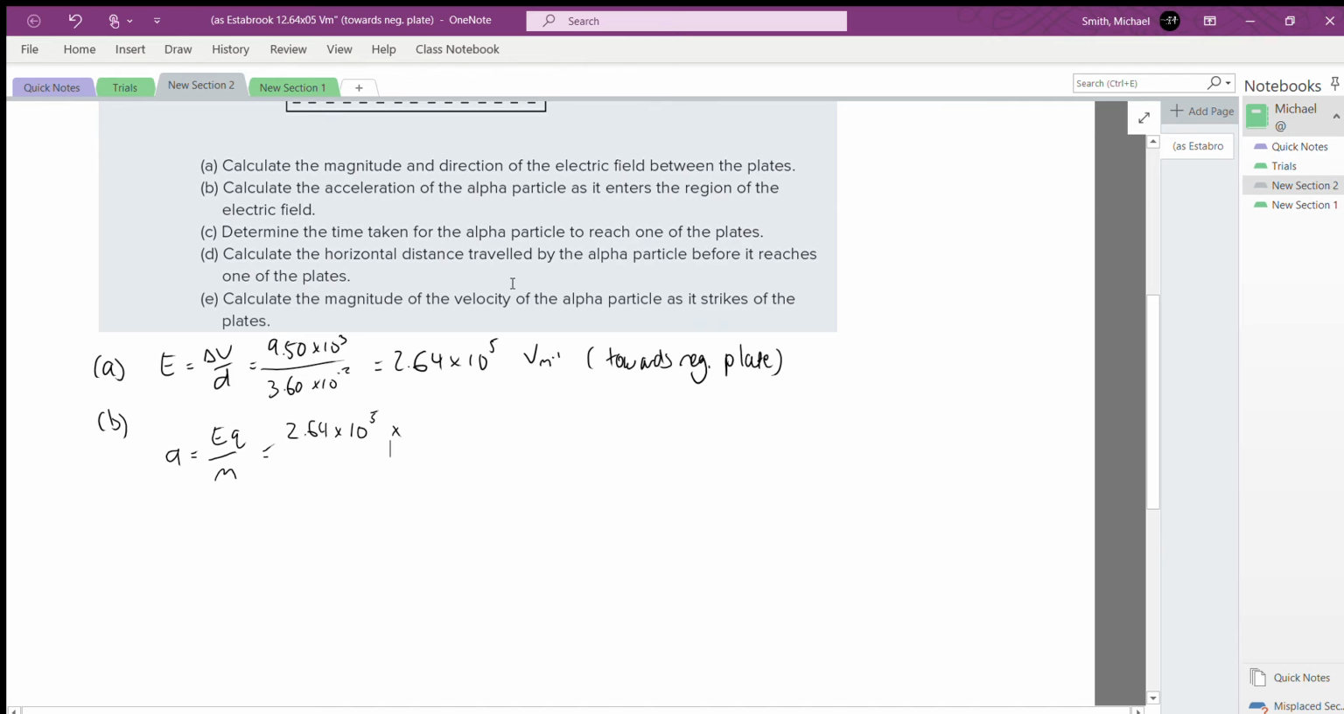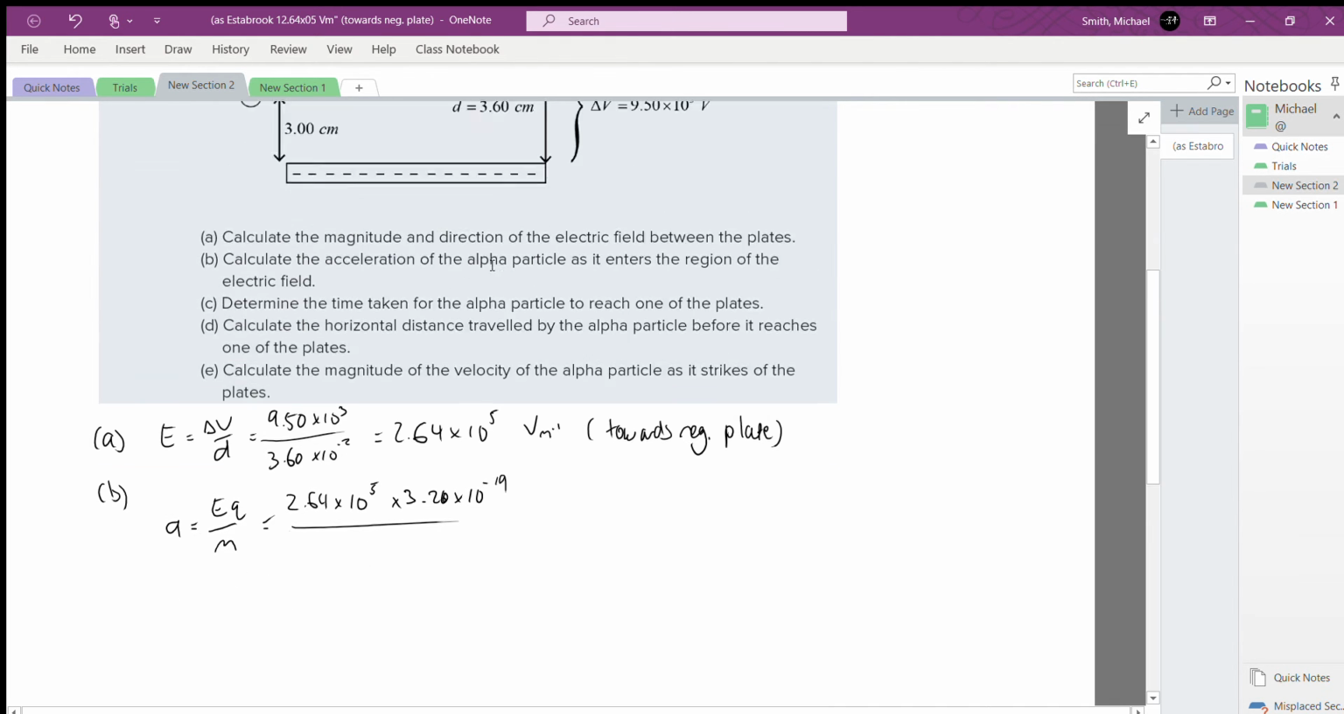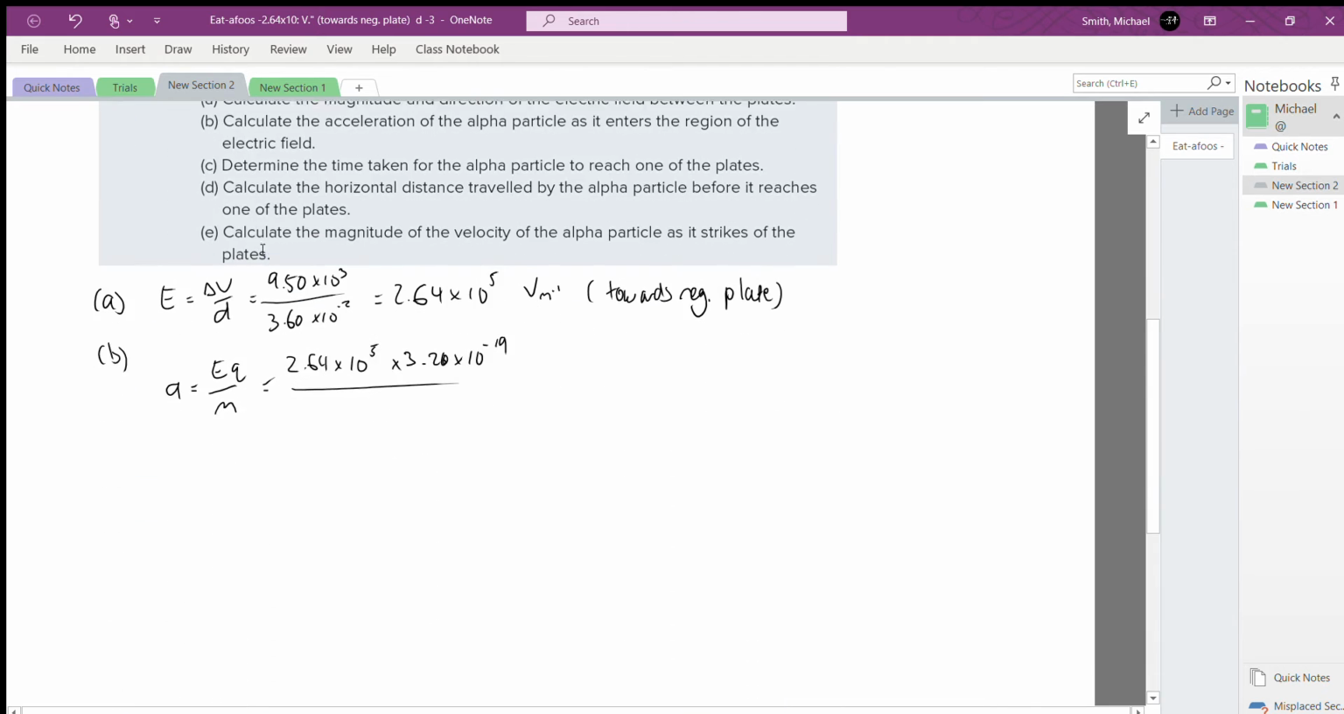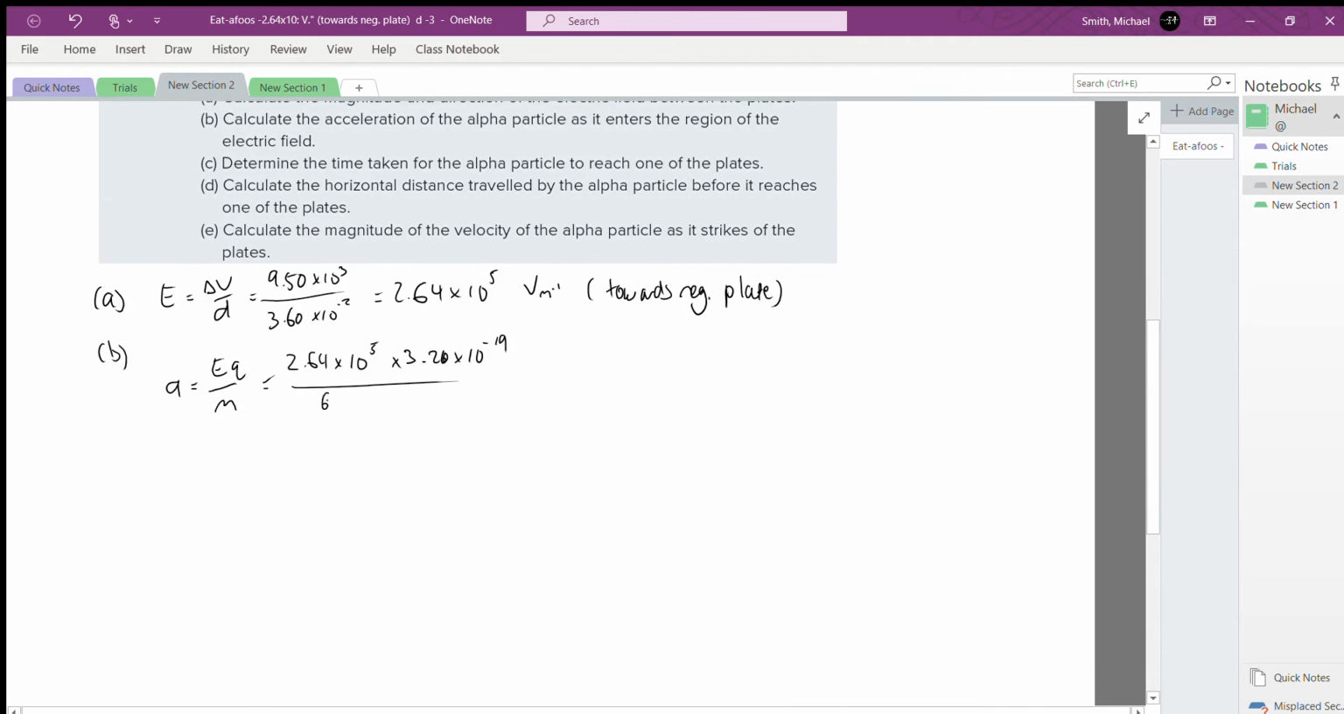So that'll be 3.2 times 10 to the power of minus 19 coulombs, and the mass of the alpha particle was also in the question, so the 6.64 times 10 to the power of minus 27 kilograms, which if you substitute into your calculator you get 1.27 times 10 to the power of 13 meters per second squared.